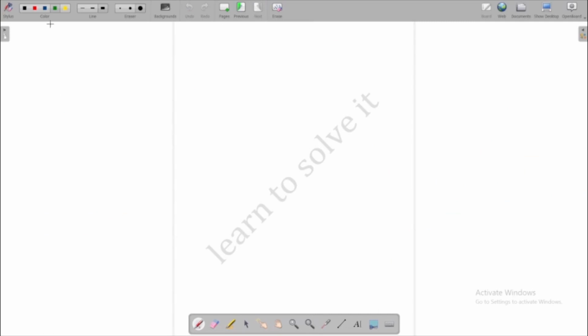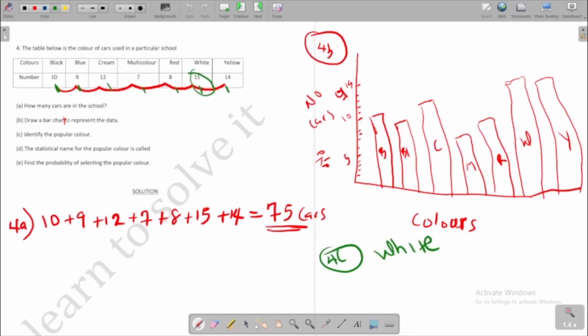The next one, 4D, says the statistical name for the popular color. In your statistics, you have the mean, median, and mode. The mode is the highest occurring data. So it will be 15. That is why you say the mode is the answer.